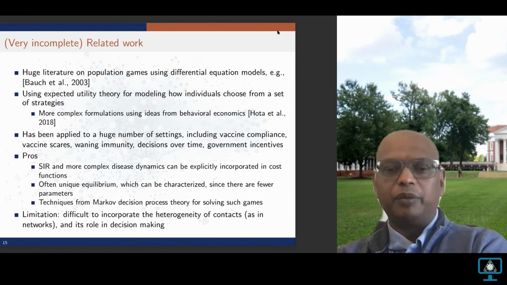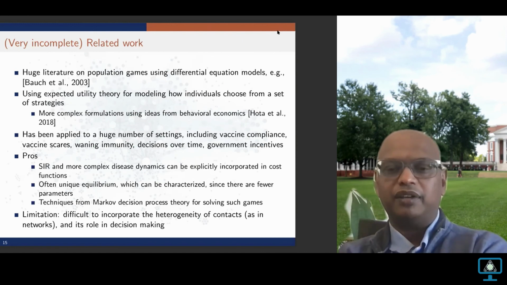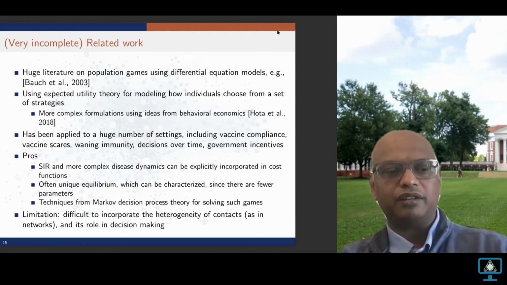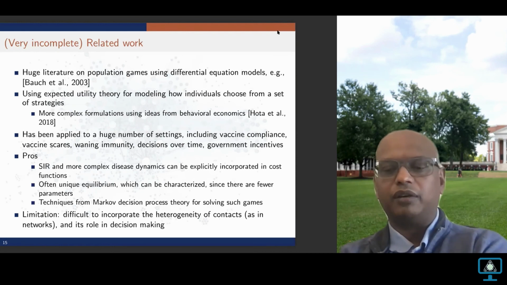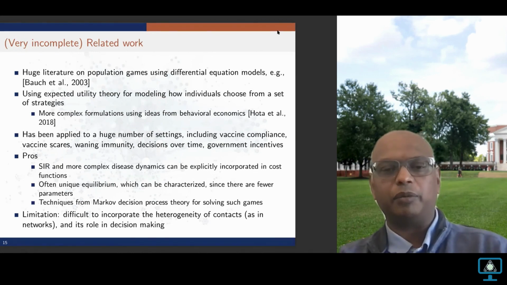However, one big limitation is it's difficult to incorporate heterogeneity of contacts. They assume that all nodes are basically identical unless you explicitly make a metapopulation type model. But even there, you're limited in how big one can go. So it's hard to incorporate the heterogeneity you would get from a network and its impact on how decisions would be made.